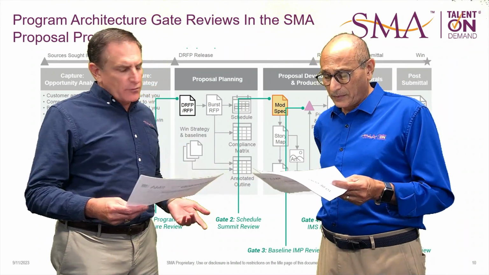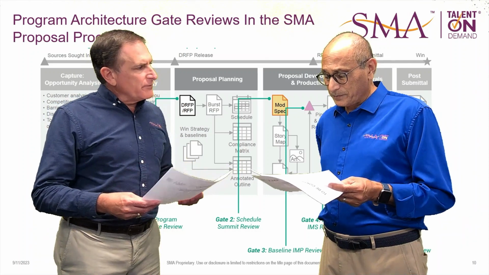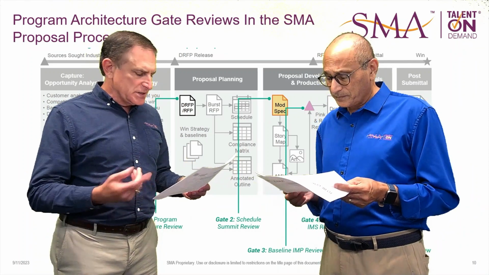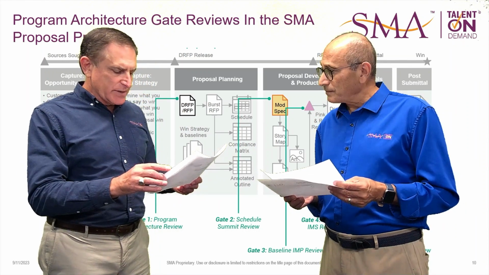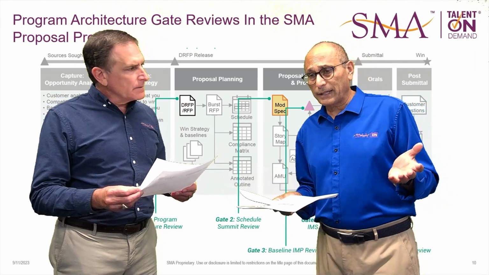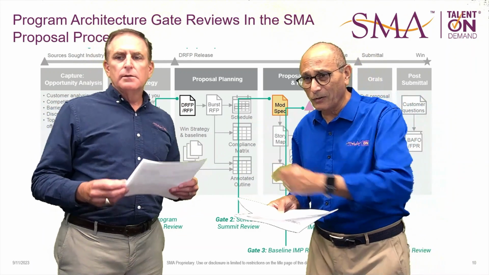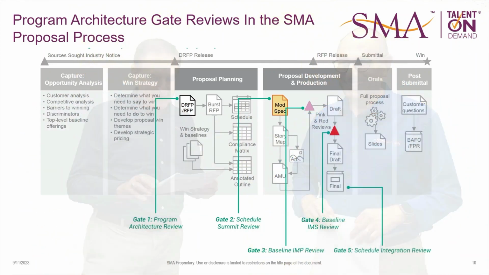Your proposal development and production phase has got all the other four reviews, which is the schedule summit review, the baseline IMP review, baseline IMS review, and the schedule integration review. And these are all incredibly important things to achieve that final goal on this slide, which is a win. That's right. 100%. As well as it sets up the organization to execute the program.